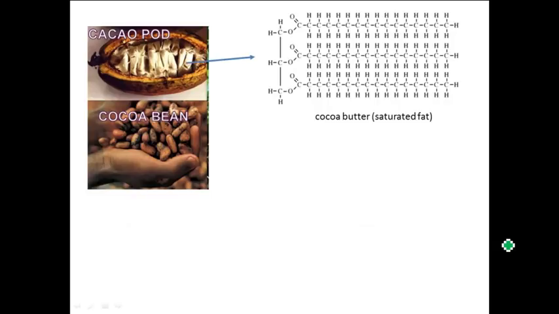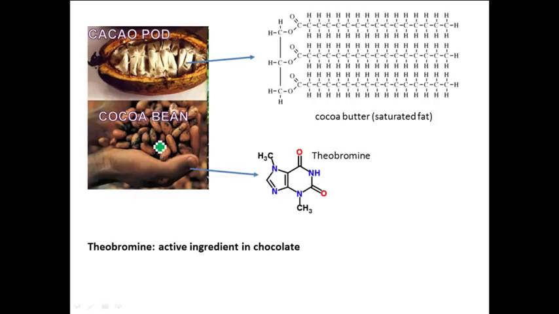The cacao pod has in it primarily cocoa butter. Cocoa butter is a saturated fat, so it has all those carbon and carbon-hydrogen bonds. And then the cacao bean, I just realized there's a typo in that. I never noticed that. It should be A-O. That's funny. It has the active ingredient of chocolate, which is theobromine. Theobromine is the thing in chocolate that makes us feel happy.